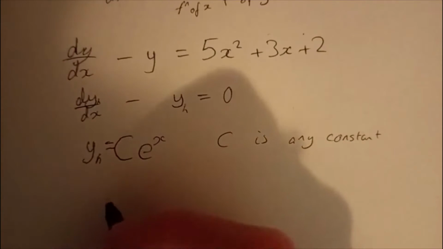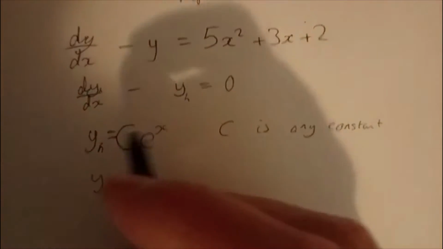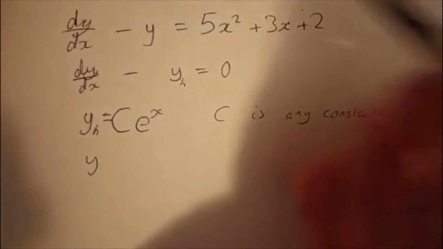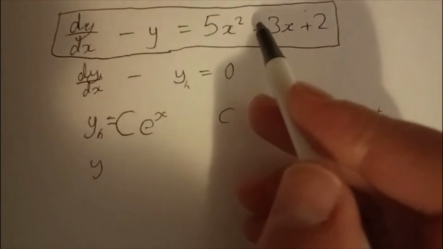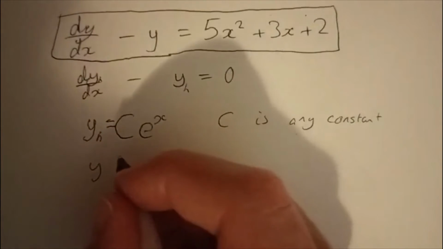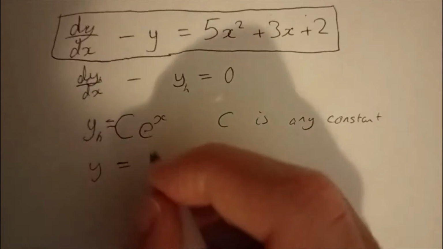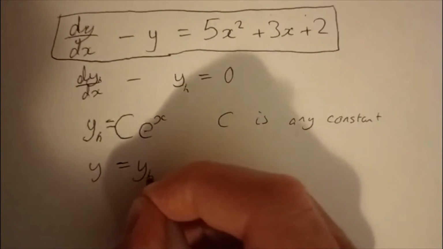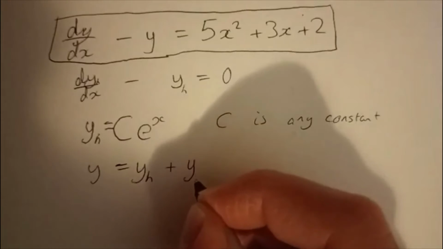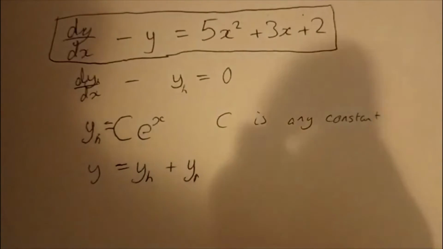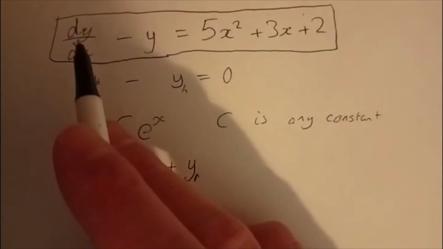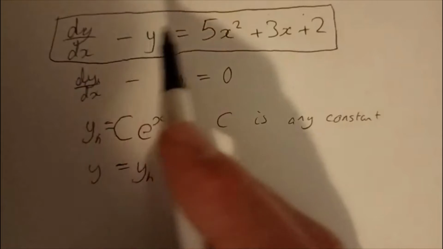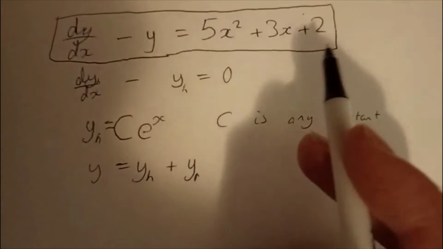So I could write that out as y, which is the solution to this equation up here, this is the equation we're interested in trying to solve. The general solution for y is equal to this y_h plus some particular solution y_p, I'll call it. So we need to find a y_p that solves this equation, that gives the derivative minus itself equals 5x squared plus 3x plus 2.